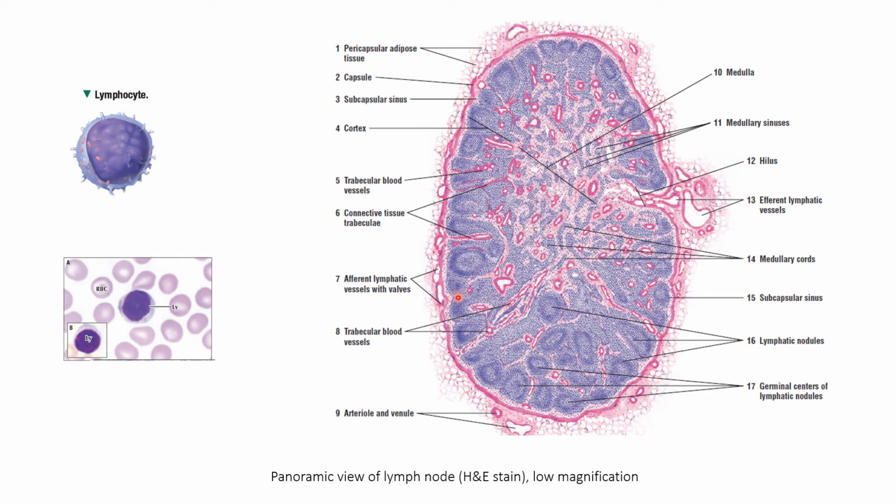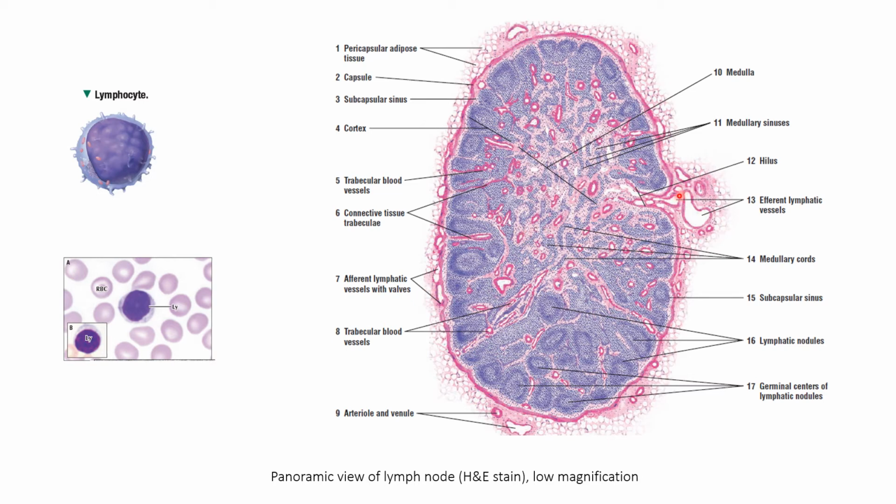Also, a very characteristic feature of the lymph node is this subcapsular sinus, which is a pale staining region present just underneath the capsule of the lymph node. This subcapsular sinus, which is a very characteristic feature of the lymph node, is lined by endothelium and it receives the lymph from these afferent lymphatic vessels.